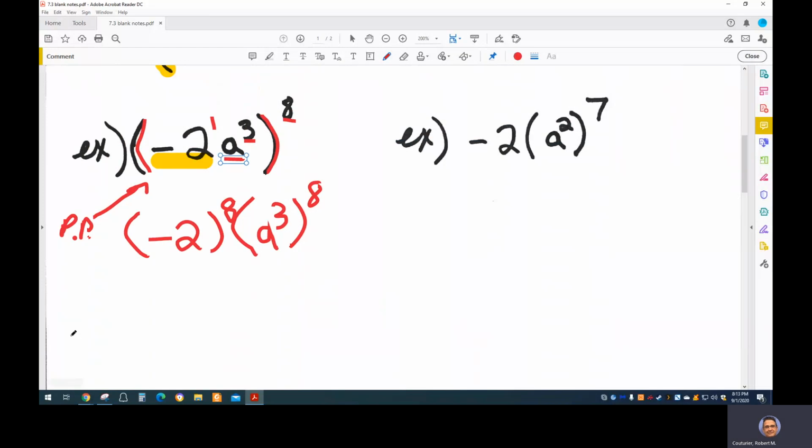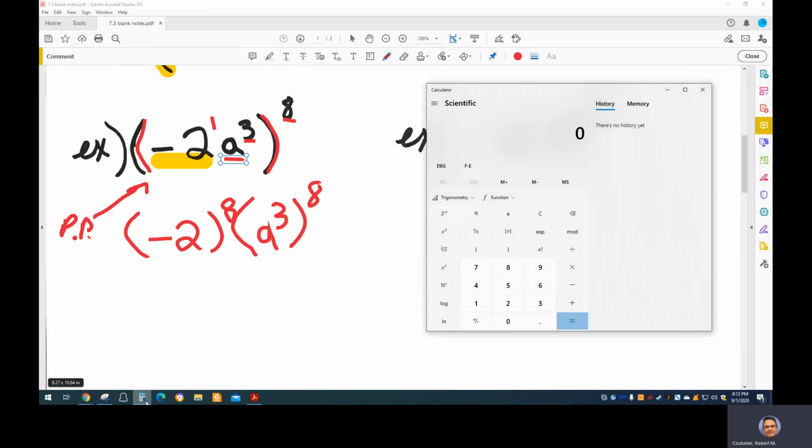My calculator doesn't want to work on here. I'm going to pull up the calculator on the computer. And be careful when you input this into your calculator. You have to input a -2 in a set of parentheses. I think I did that. Let's try that again.